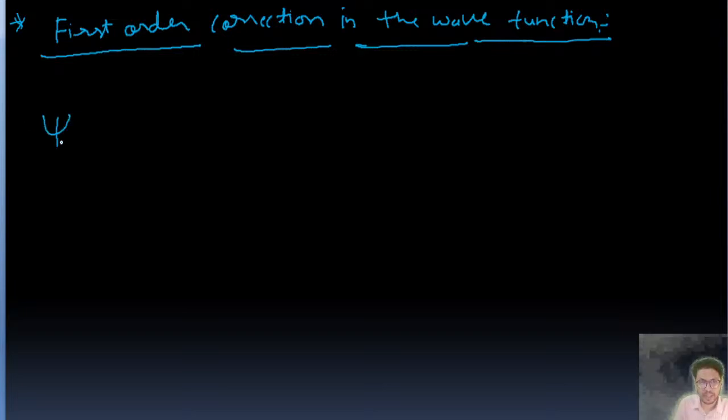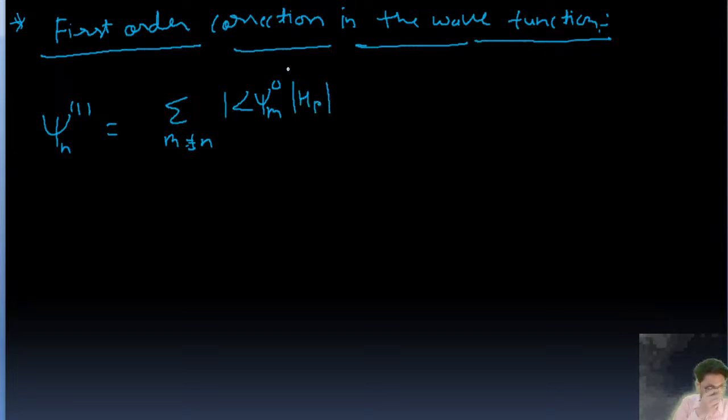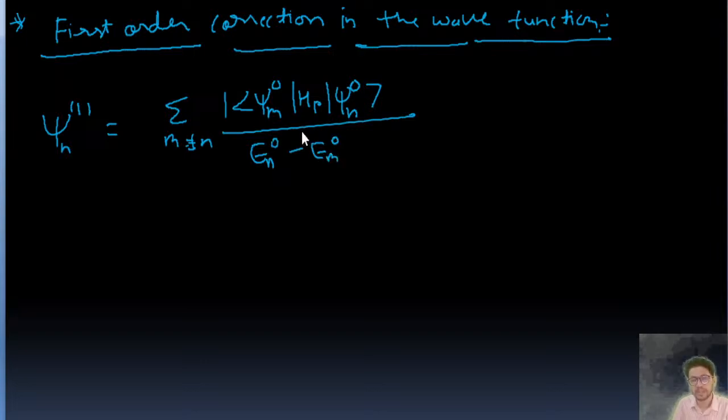So this we know, right? Psi n, I have already explained. Psi n1 is sigma m not equal to n, mod of psi m naught, H P, psi n naught, upon En naught minus Em naught, and then psi m naught. Okay, so this is the formula for the first order correction in the wave function.